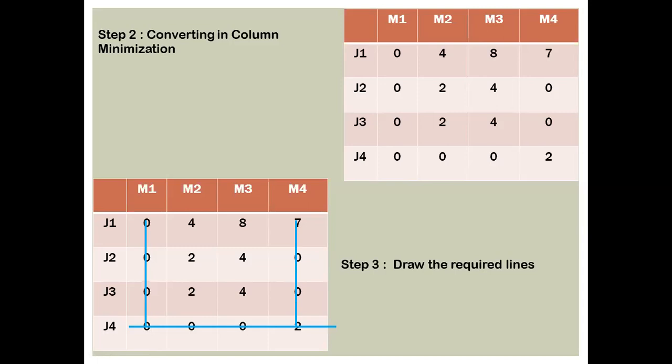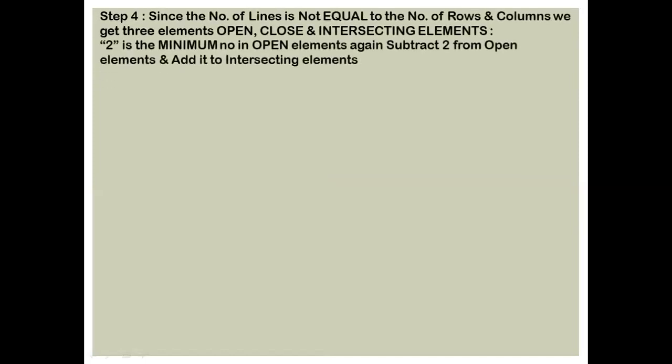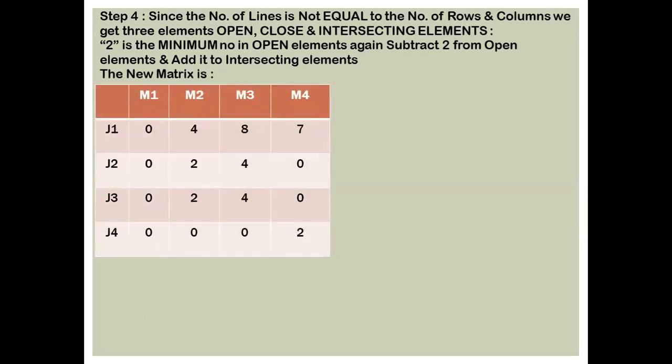Now what is your observation class? The number of lines drawn over here does not match the number of rows and columns. That means you are getting three kinds of elements: open, closed, and intersecting. So what should be the next step, class? Correct. Identify the minimum number from the open elements, which I guess you have identified up till now. And that was number 2. So you have to subtract 2 from all the open elements and add it to the intersecting elements.